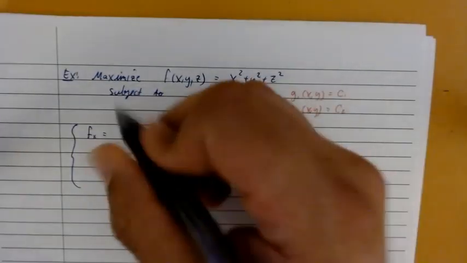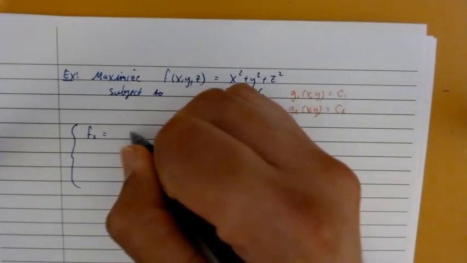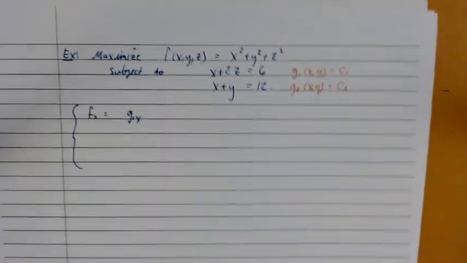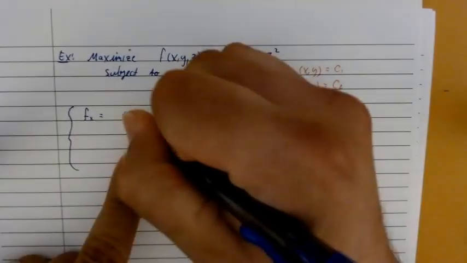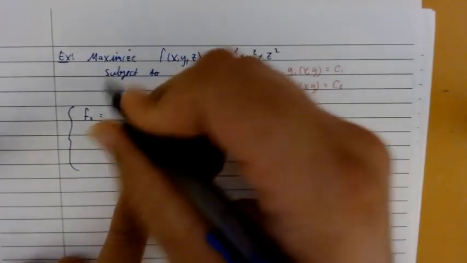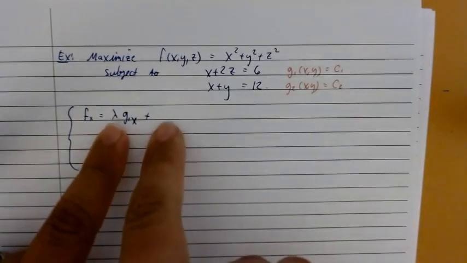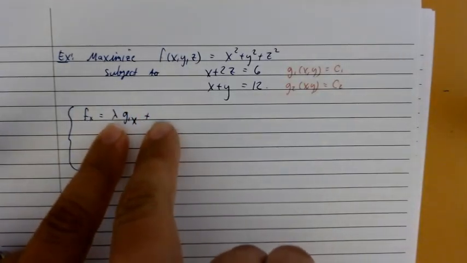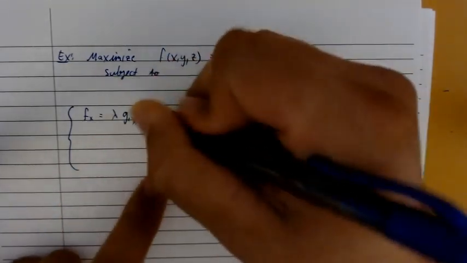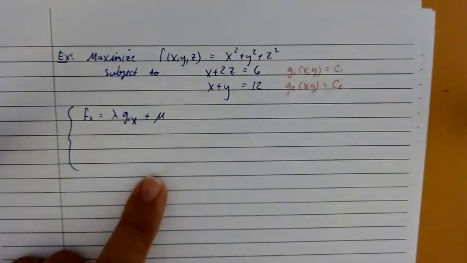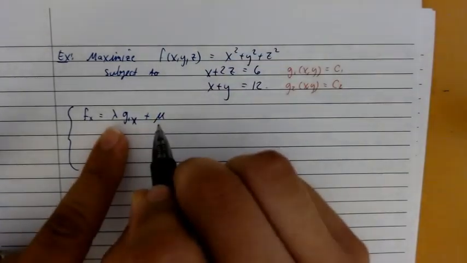But since there's more than one constraint, I'm going to need more than one constant. So here that's going to be g sub 1x, meaning the partial with respect to x of g sub 1, times lambda. But now I have to do it for this one too. Those probably are not going to have the same constant, so I'm going to use something besides lambda. I'll use another Greek letter. Let's go with mu.